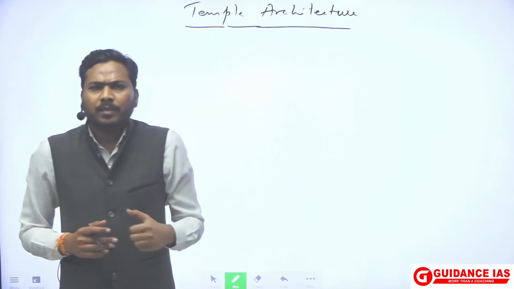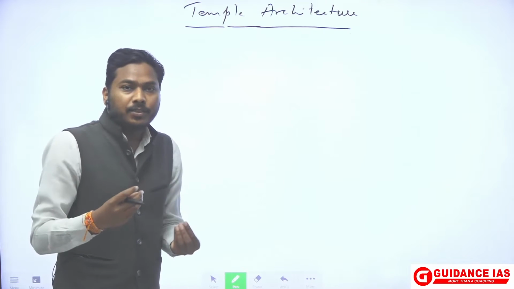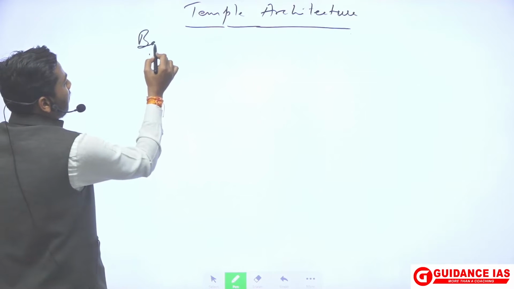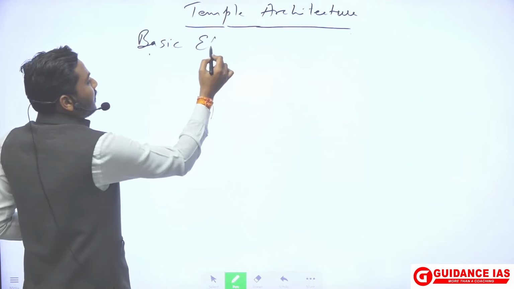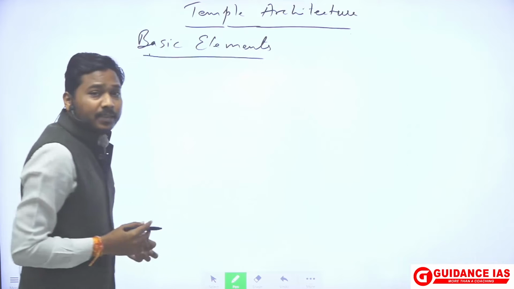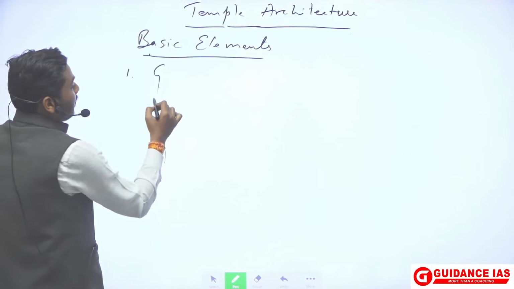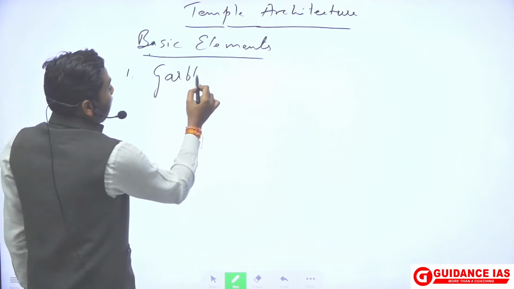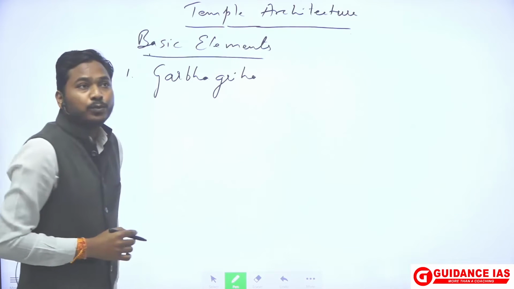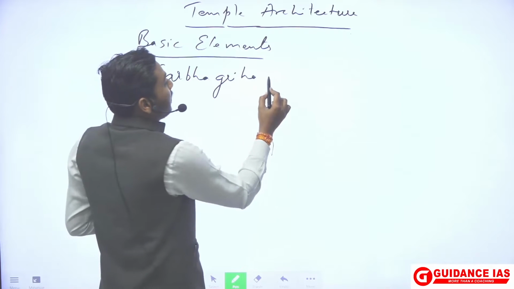Now, briefly, we will discuss some basic characteristics of every Hindu temple. There are certain basic elements of every single temple, and those elements are: number one is Garbh Grih, the first and foremost important element of a Hindu temple.